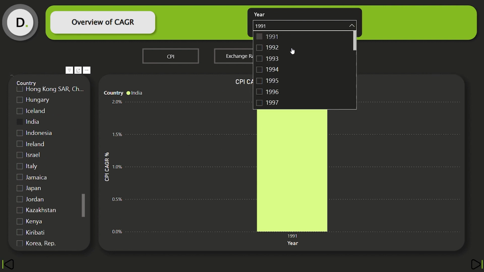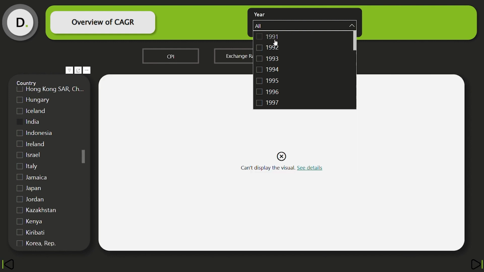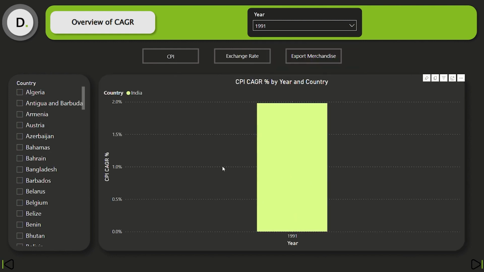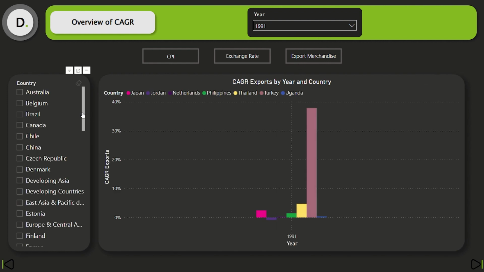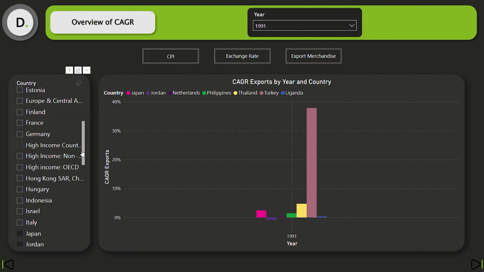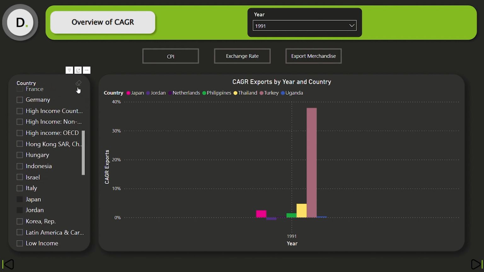So the CPI rate of India with starting year as 1991 shows us that the country's CPI CAGR is about 2%. Right? So India has shown a growth in the CPI. Now let's try to compare the CAGR for India and Bangladesh.